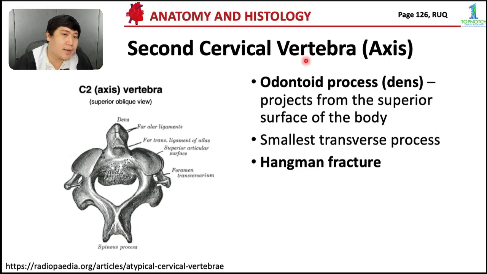Next, your C2, or your axis, is atypical because it has an odontoid process here. It has a horn, or your dens. So this makes it atypical, because the other cervical vertebrae don't have that. And clinical correlation, fracture of C2 is known as hangman fracture.